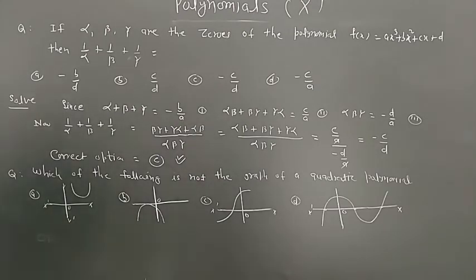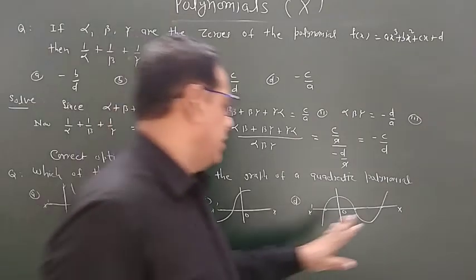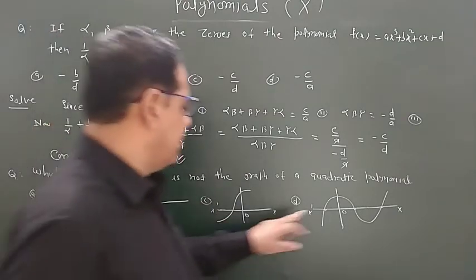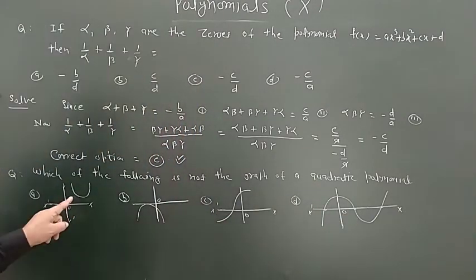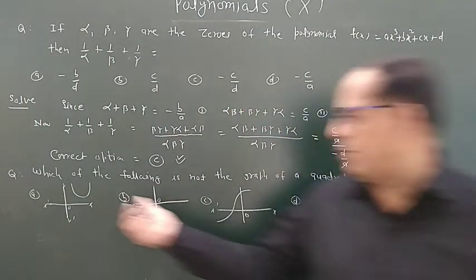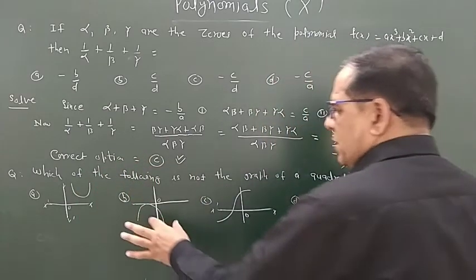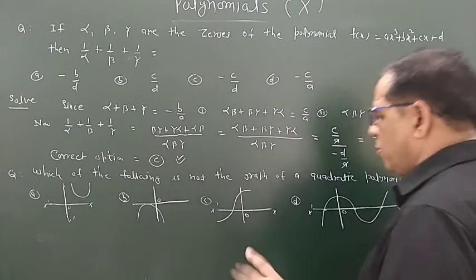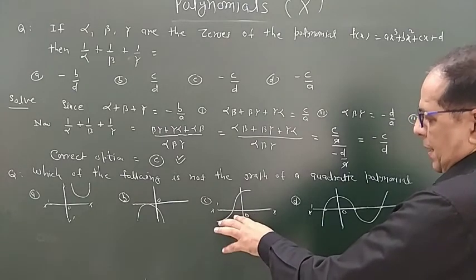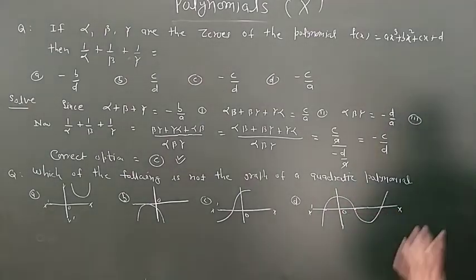Now one more question based on the graph. Which of the following is not the graph of a quadratic polynomial? Four figures are given: option A is this, option B is this, option C is this, option D is this. We know that the quadratic polynomial has a graph in the form of a parabola. So this is the figure of a parabola. This is correct, this is an option of a quadratic polynomial. This is also a correct option of a quadratic polynomial. Here this is not a parabola, and this cuts the x-axis at 3 points, so this is not a quadratic polynomial.